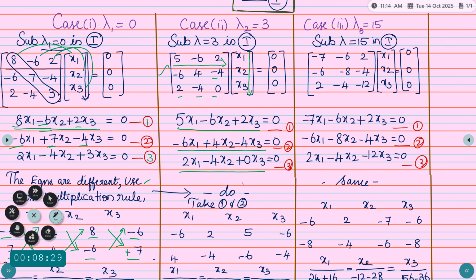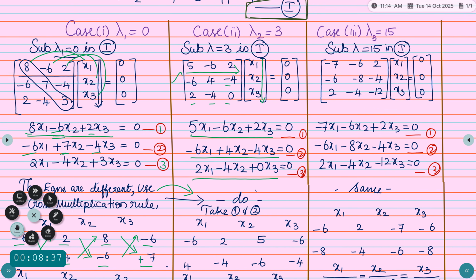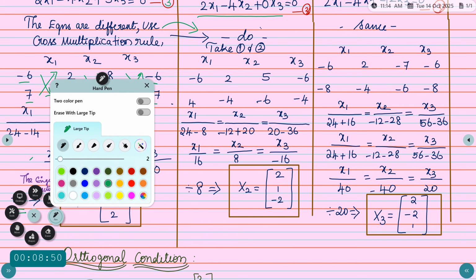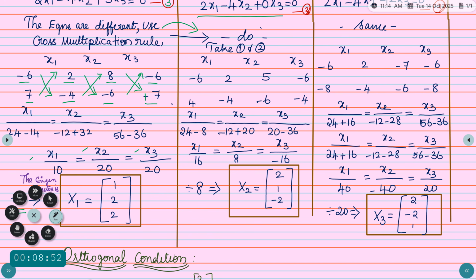Here also the equations are different, so use the cross multiplication rule. You can take any two of the equations. When the equations are the same, you have to substitute x1 equal to 0 and find the other two values. If the equations are different, you have to use the cross multiplication rule.